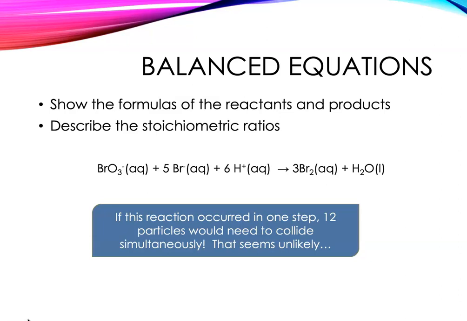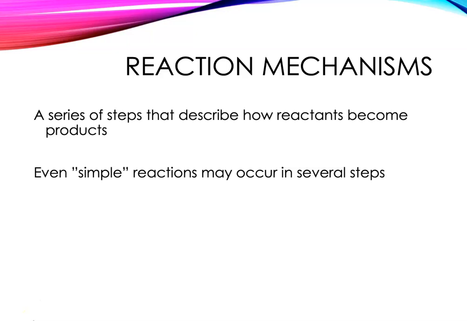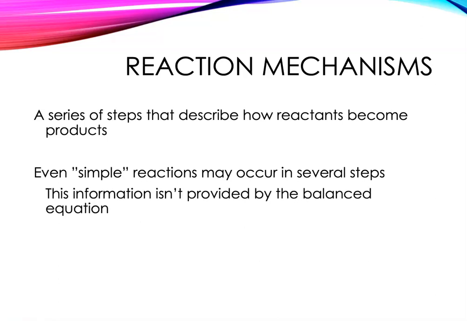And so we really want to discuss how we get from the reactants to the products, and the balanced equation simply doesn't show us that. So chemists turn to what we call reaction mechanisms, a series of steps that describe the process by which the reactants turn into the products. Even simple reactions might occur in several steps, and you can't tell by looking at the balanced equation if it's going to happen in one step or multiple steps. That's simply not what balanced equations tell us.